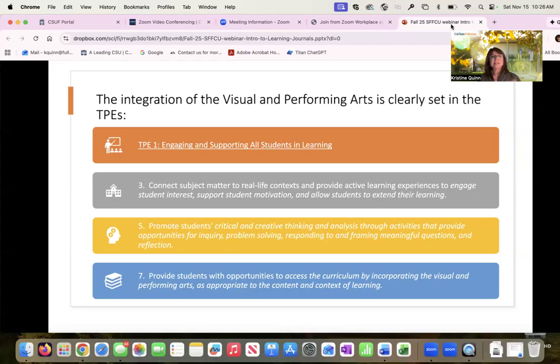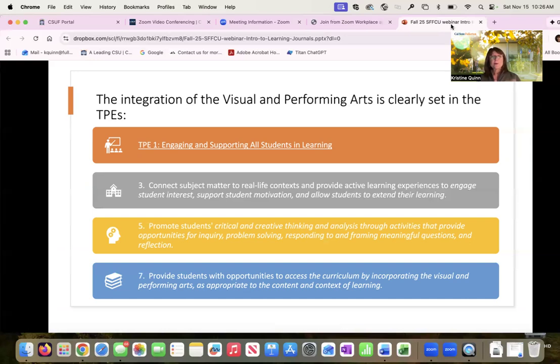TPE 1 is engaging and supporting all students in learning. And you can see through that standard, the state wants new teachers to be able to connect subject matter to real life contexts and provide active learning experiences to engage student interest, support student motivation, and allow students to extend their learning. You've seen that learning journals are certainly in support of that standard.